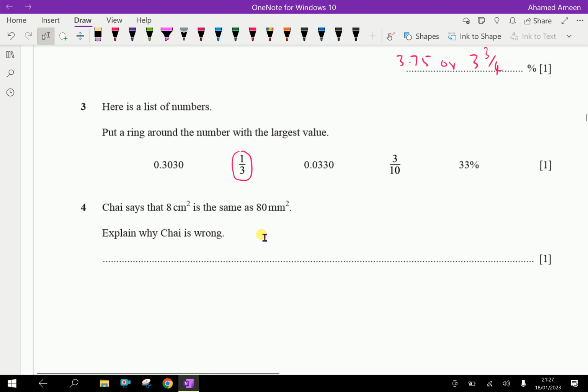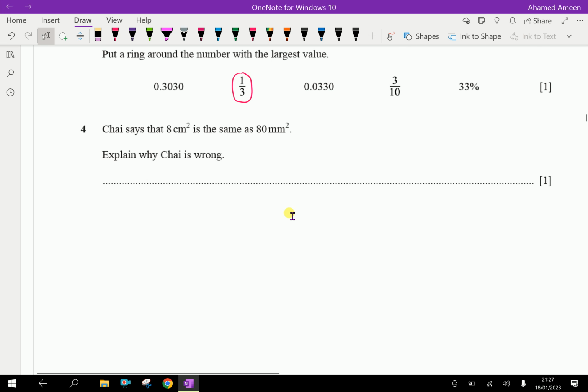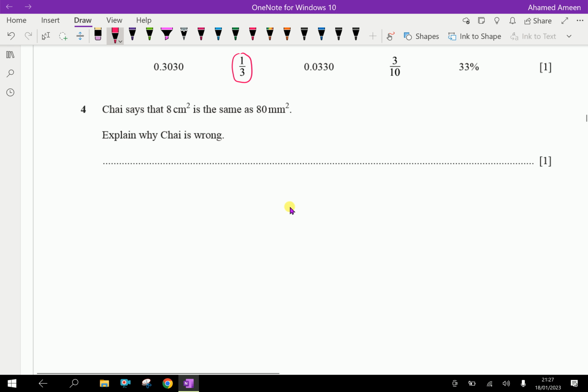Chai says 8 centimeters squared is the same as 80 mm squared. Explain why Chai is wrong. Since 8 centimeters squared is equal to 800 mm squared, hence Chai is wrong. Because he says only 80 mm squared, but actually 8 cm squared is 800 mm squared.